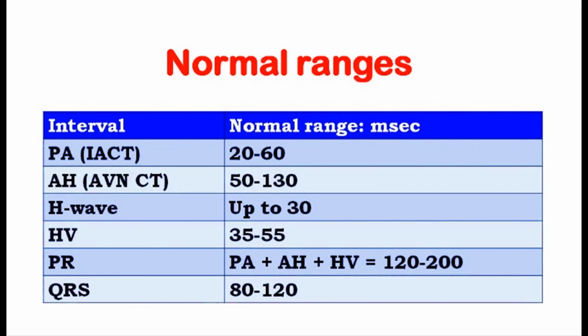This table shows the normal ranges, the most important of which are PA interval, 20 to 60 milliseconds. AH interval, 50 to 130 milliseconds. HV interval, 35 to 55 milliseconds.